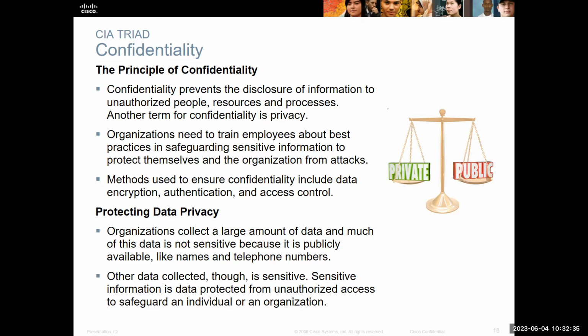Sensitive information is data protected from unauthorized access to safeguard an individual or an organization. So sensitive information entails, to some extent, even personal data, because it entails your financial data, your educational data, your employment data. So some information is very sensitive. The sensitive ones are the ones that require protection and safeguarding.